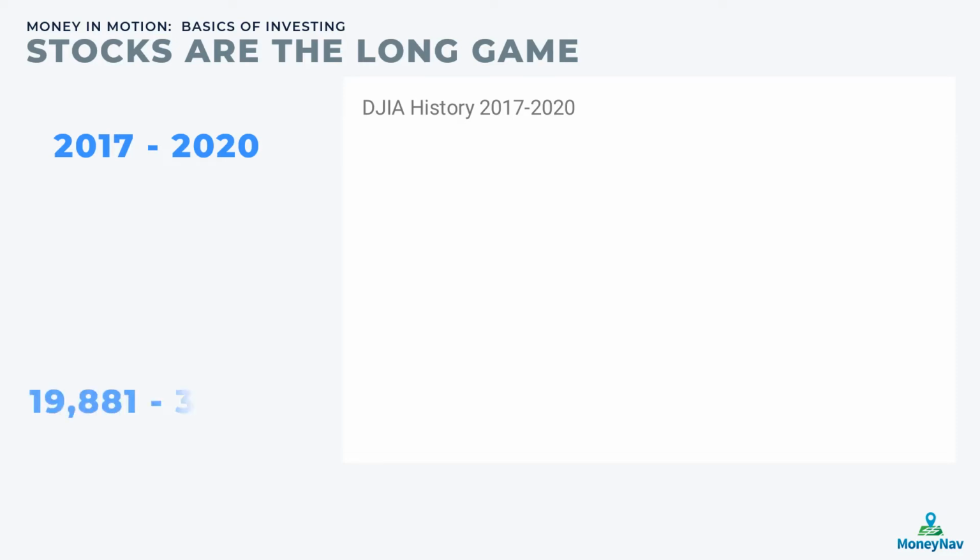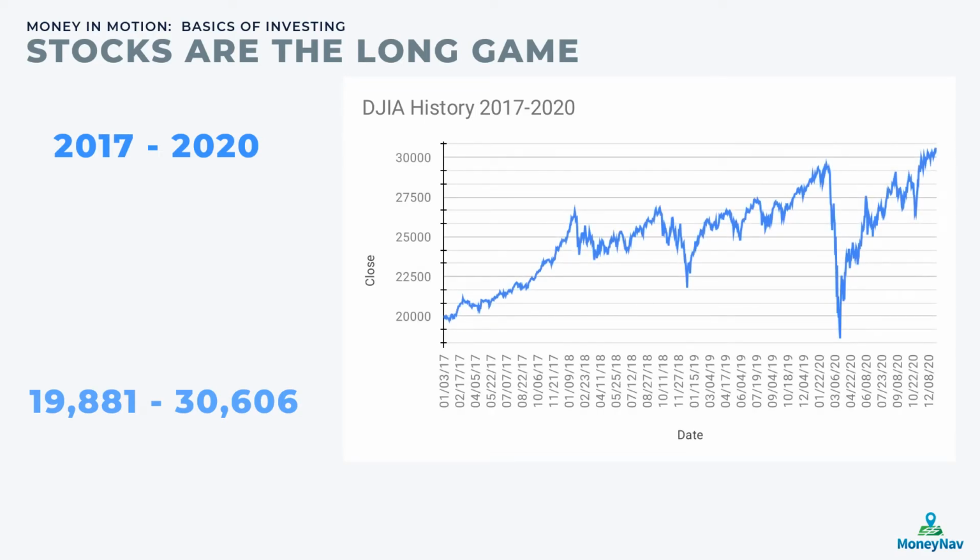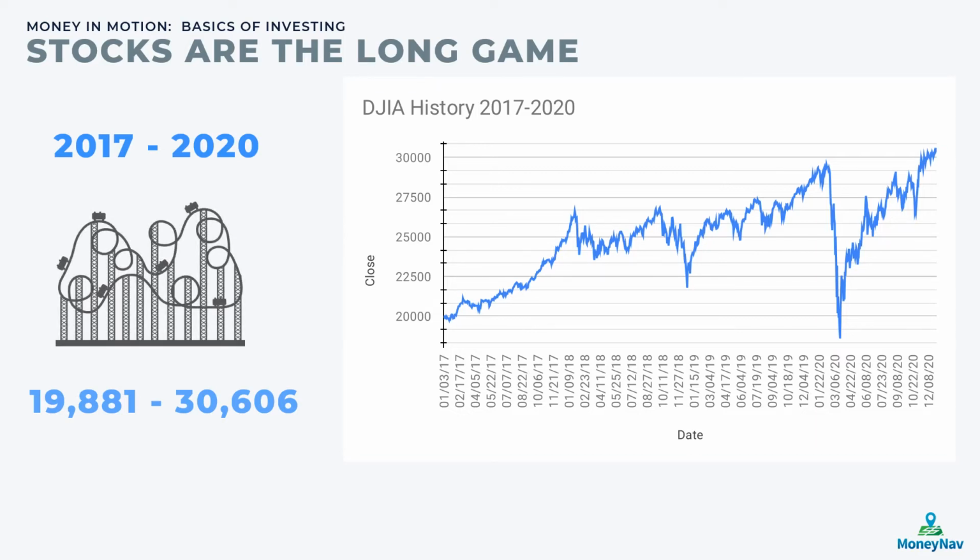If you owned a basket of the Dow Jones companies between January 2017 and December 2020, your investment would have grown from 19,881 to 30,606. You'd be pretty happy with these results for a 4-year commitment. The challenge, however, is that the stock price didn't go up in a straight line. In fact, investing in the stock market can feel a lot like riding a roller coaster.